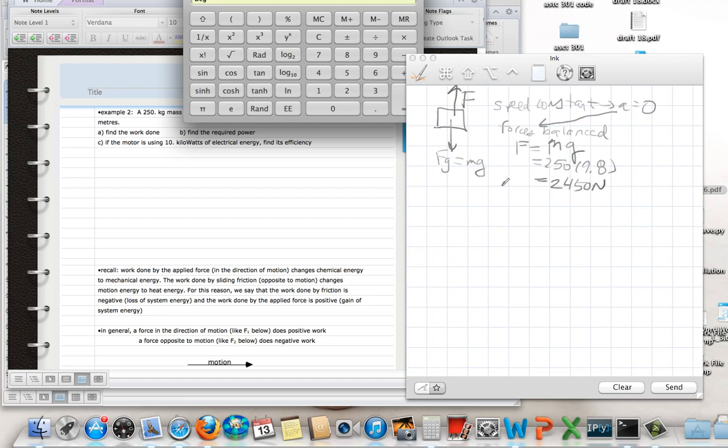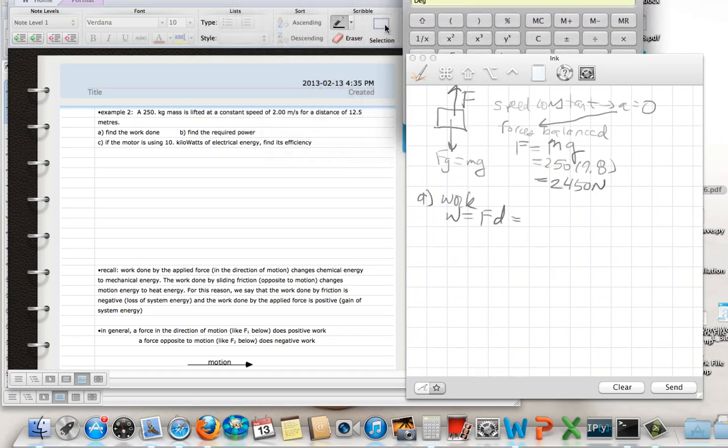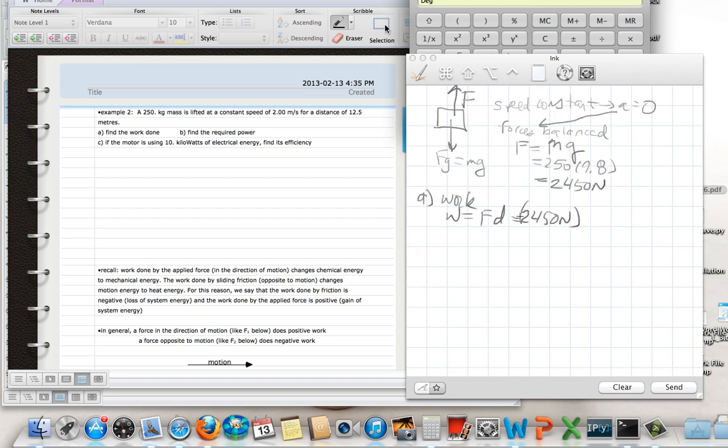Okay, now we want the work. So part A says find the work. Of course, work has been defined as the product of force and displacement. Now, we know the distance is 12.5 meters, and now we know the force is 2450 newtons. So we simply take the product of those two.